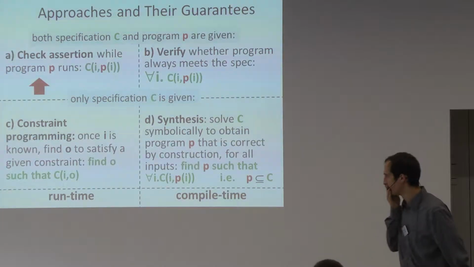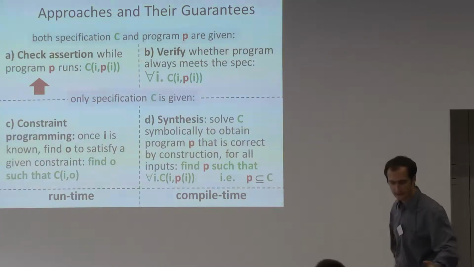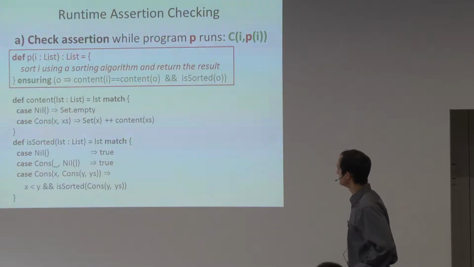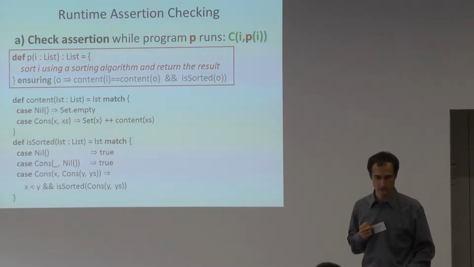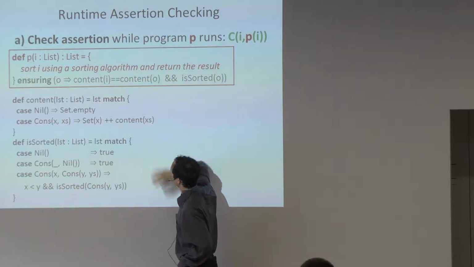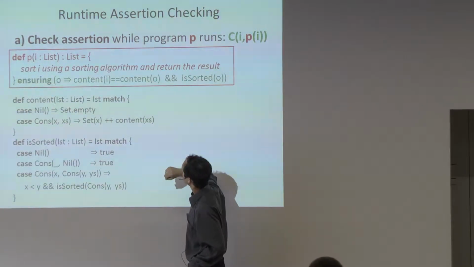Okay, so I apologize. Let me just look quickly at checking assertions to introduce the language that we are using. This is an actual piece of code that checks whether a given sorting algorithm satisfies the specification. I already wrote this specification before.